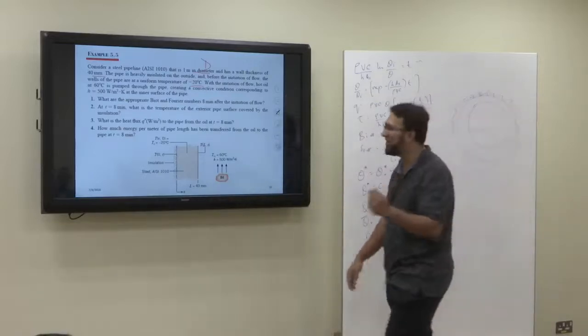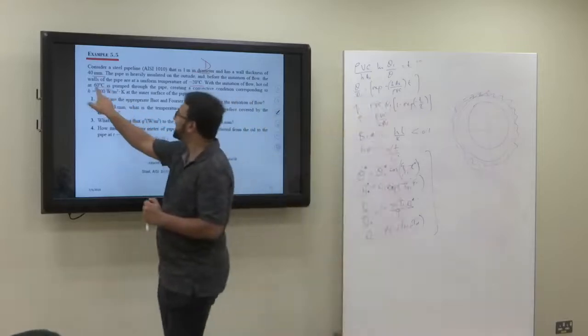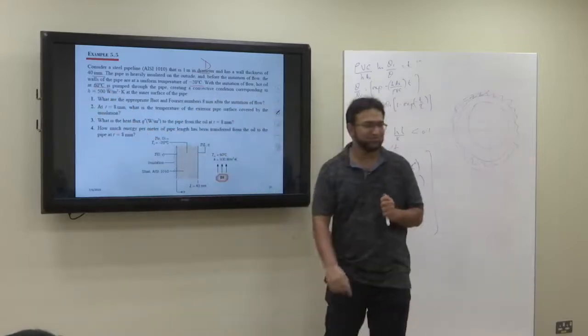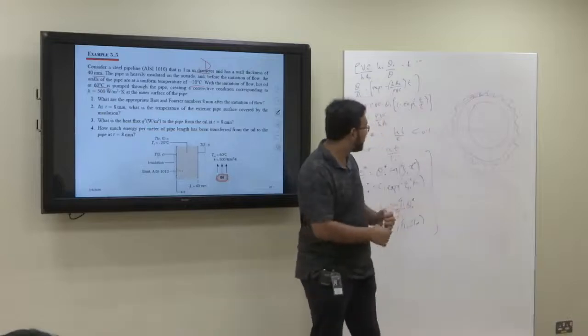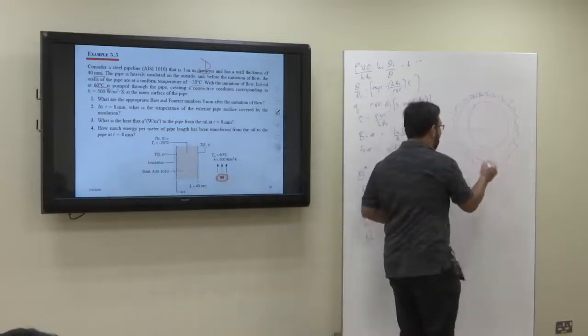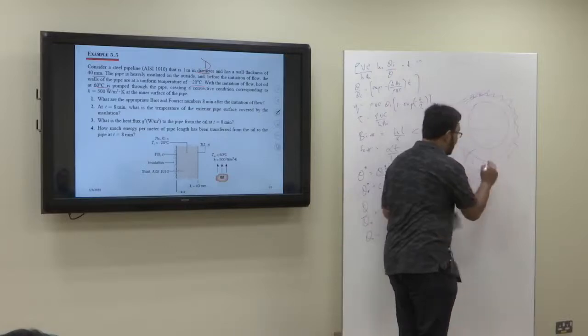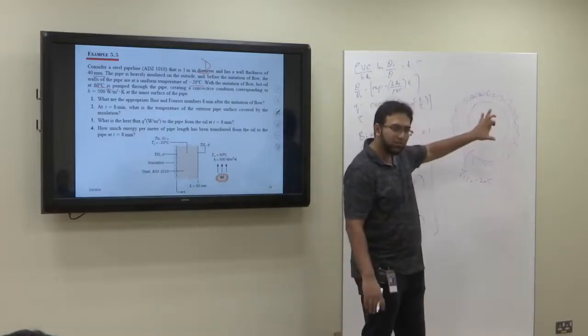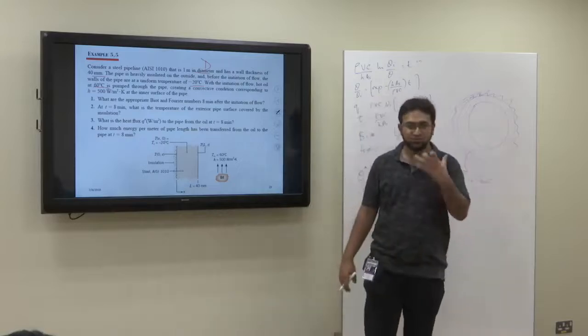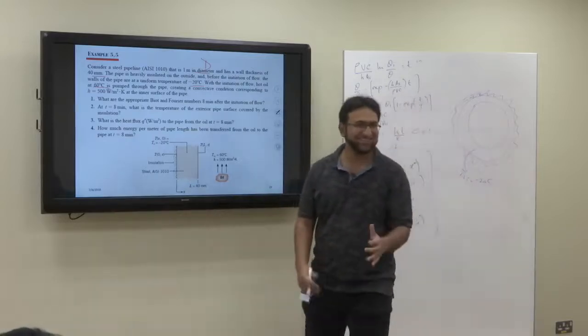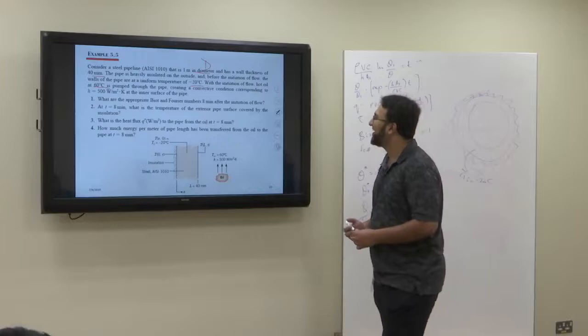So the hot oil coming at 60 degrees centigrade is pumped through the pipe. Initially the temperature was negative 20 degrees centigrade, and through this pipe they started pumping oil, and the oil was very hot, 60 degrees centigrade.